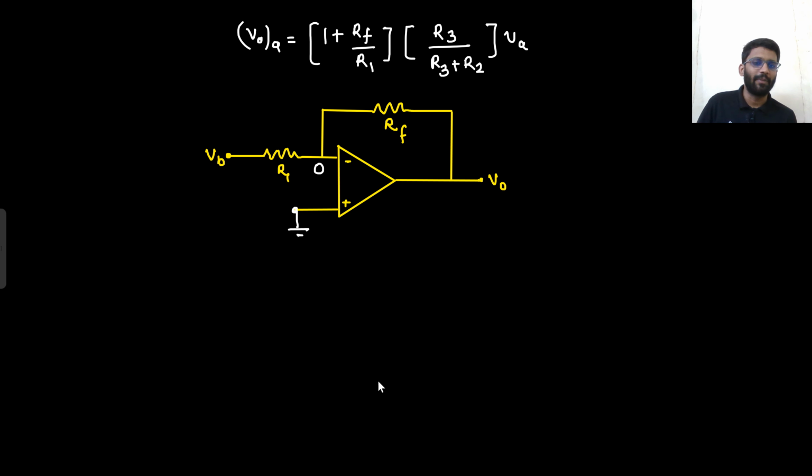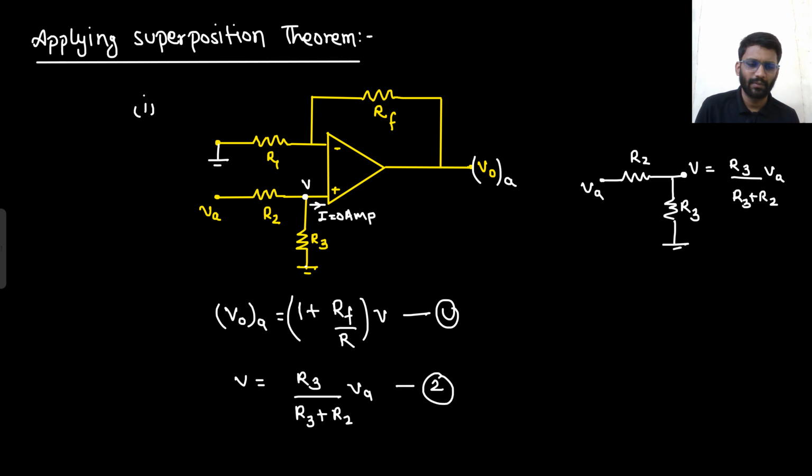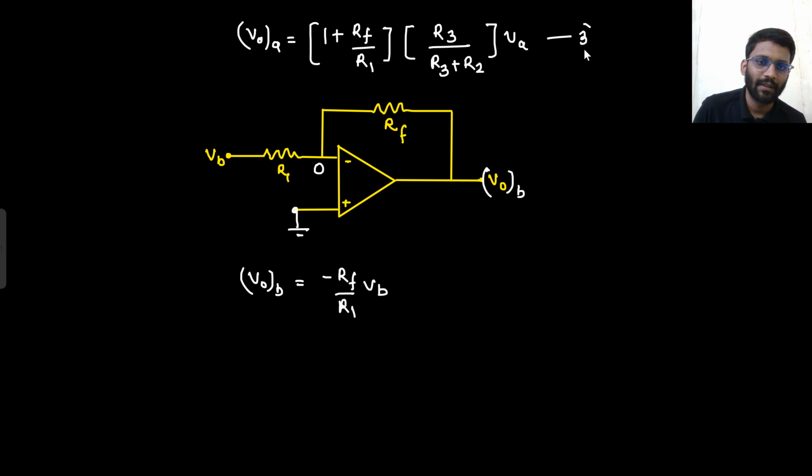So what is V node by VB? You can calculate it or you remember this formula, because this is the formula of the inverting amplifier. What is the formula of the inverting amplifier? This I am calling V node B. So what will be your V node B? V node B would be minus RF by R1 into VB. That's it. This is your V node B. So this is equation 3 and equation 4.